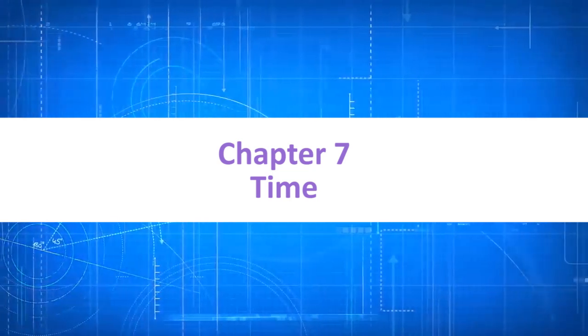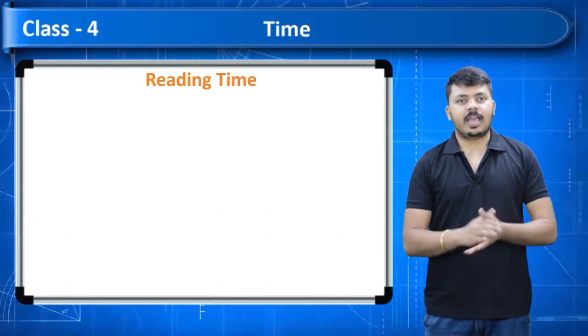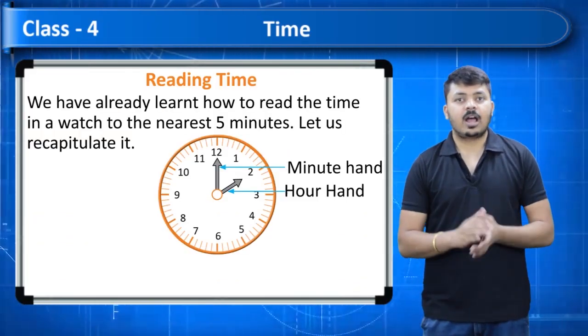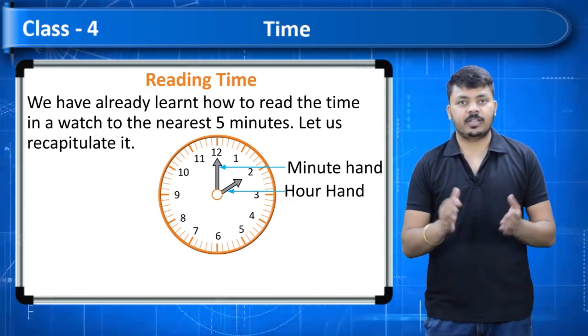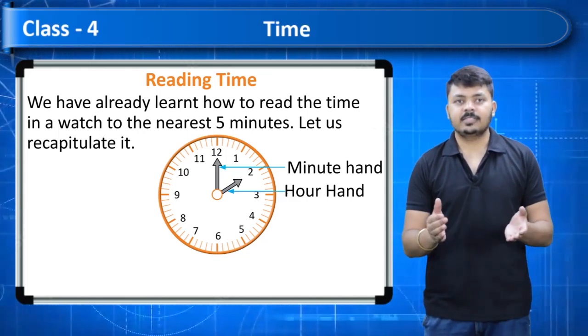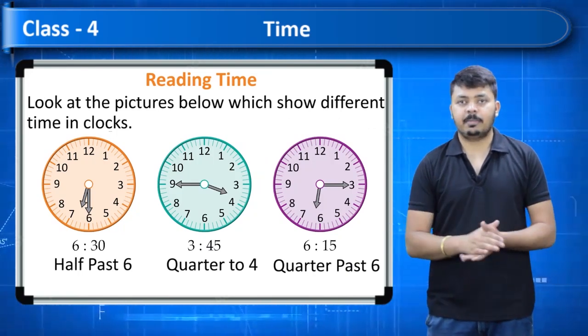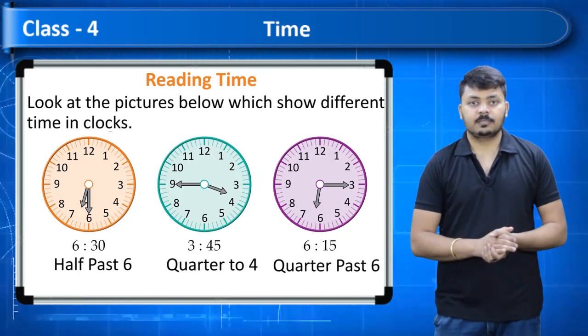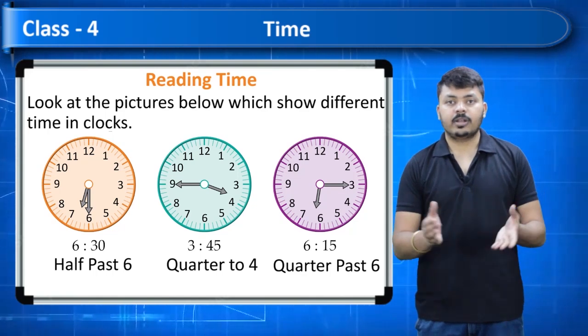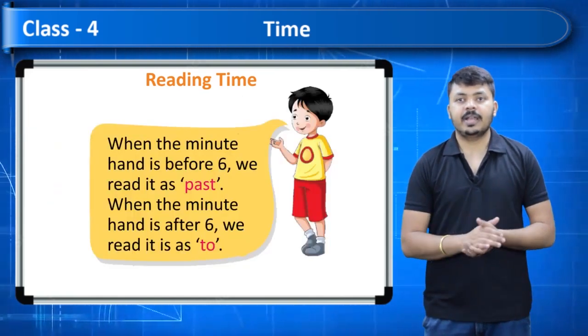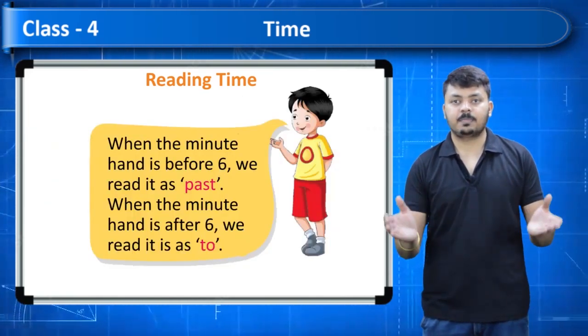Chapter 7. Time. Reading time. We have already learned how to read the time in a watch to the nearest 5 minutes. Let us recapitulate it. Look at the pictures below which show different timing clocks. 6:30, 4:15, 6:15. When the minute hand is before 6, we read it as past.